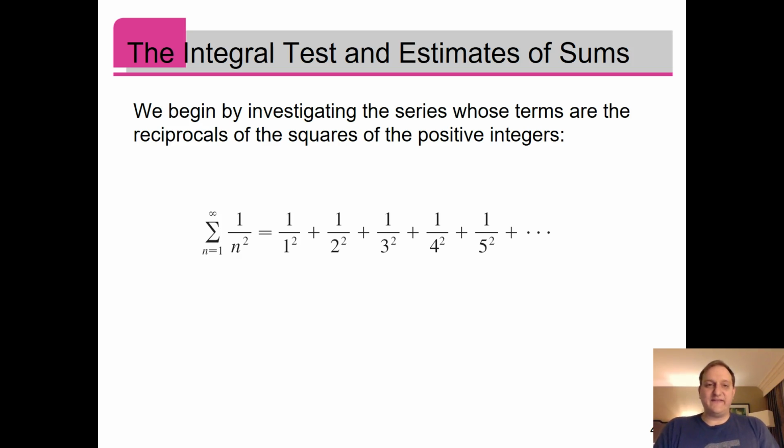We're going to start by looking at an example. We're going to look at this series, the sum from n equals 1 to infinity of 1 over n squared. This is a series whose terms are the reciprocals of the squares of positive integers.